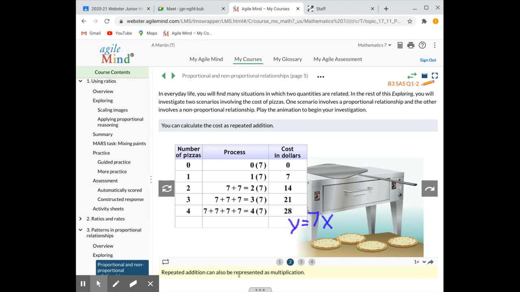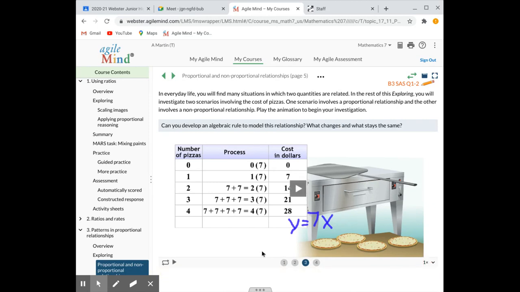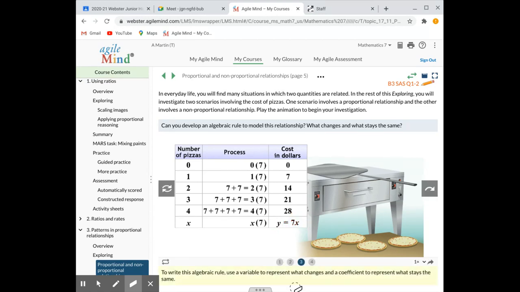All right, so far it shows that repeated addition can also be represented as multiplication. We already know that. We're looking for what they get down here at the bottom. So it says for any number of pizzas, we're going to represent that with X. And X, remember, is a variable that stands in for an unknown value. So they say any number of pizzas multiplied by 7 will tell us the total cost. So they get Y equals 7X. Is that what we got? Yes. Good job.